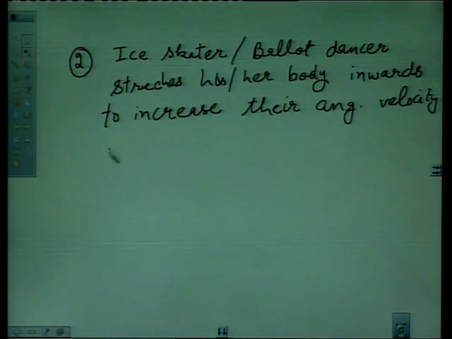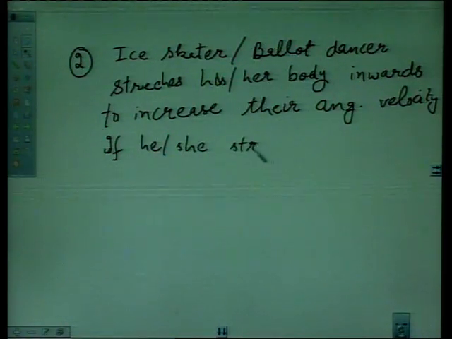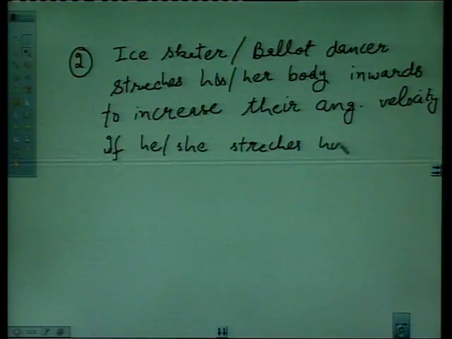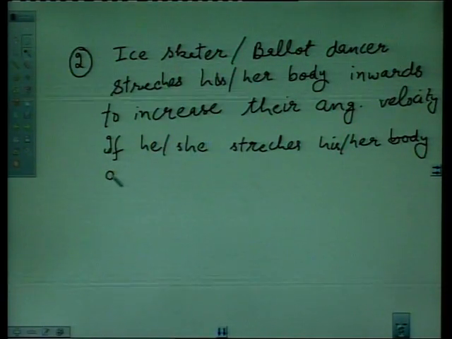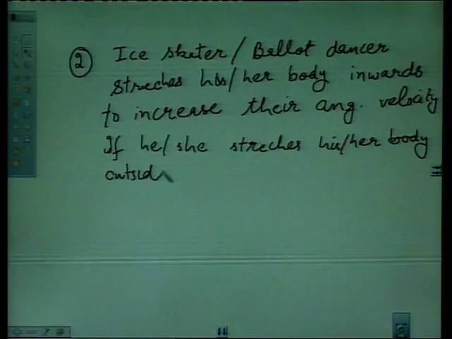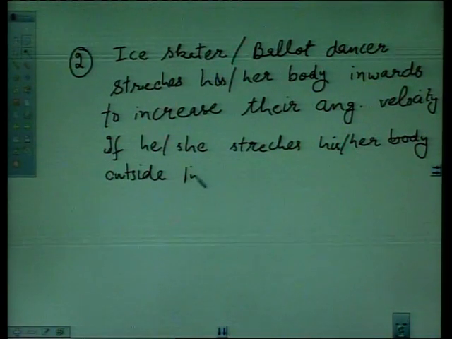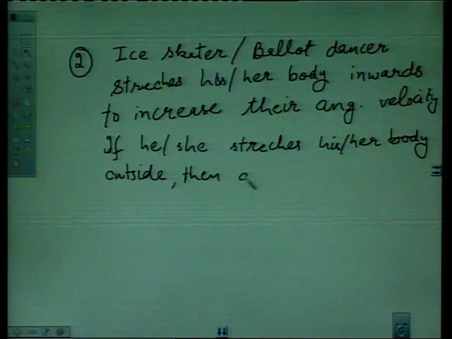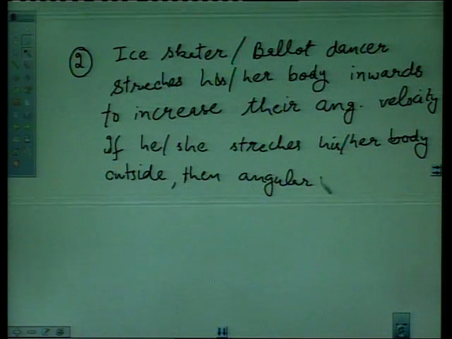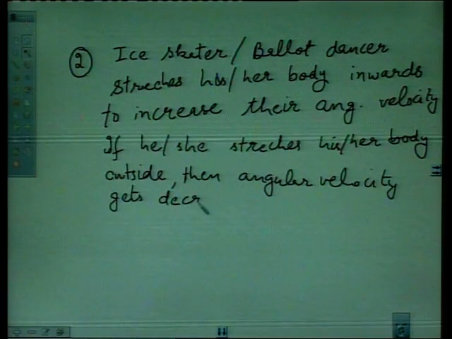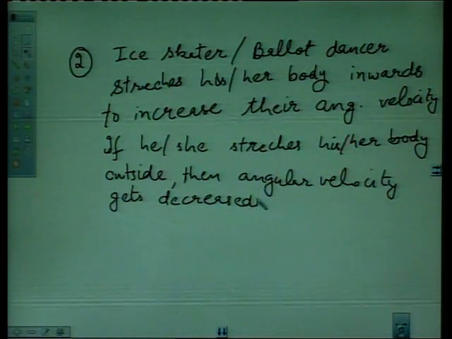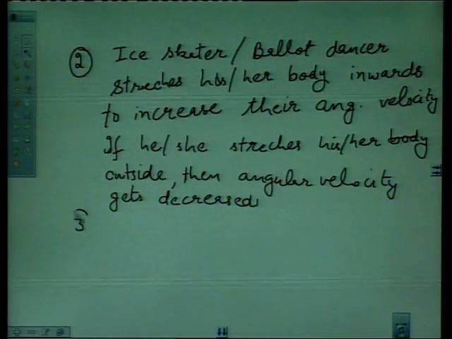If he or she stretches his or her body outside, then angular velocity gets decreased. So, this is the second example of the law of conservation of angular momentum.